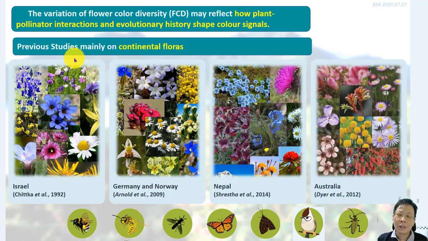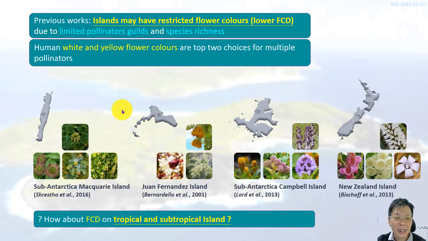It also reveals evolutionary history, because a local flora may have species that come from all different neighborhoods, continents or islands. So they have different evolutionary origins, and that contributes to the whole diversity of flower colors. But previous studies mainly worked on continental flora. Few studies are working on island data.